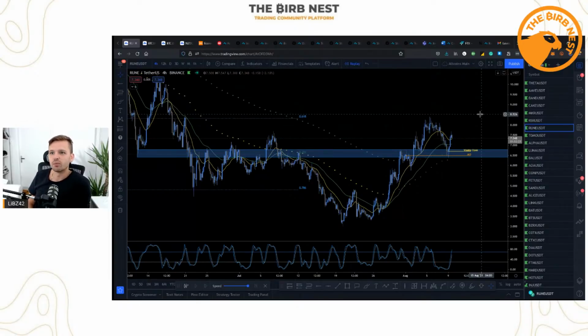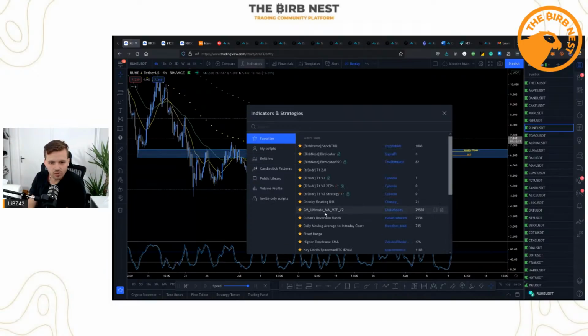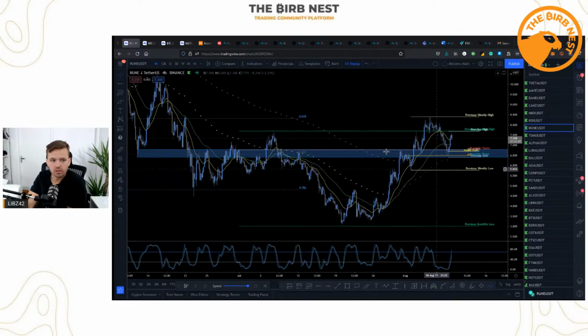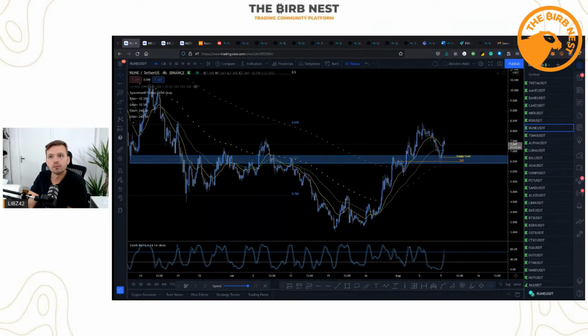Do you draw monthly, daily, weekly open manually, or is there an indicator for that? I'm using an indicator called, where is it? The indicator I'm using is called Key Levels Spaceman BTC. This one right here. It gives you a lot of different stuff, but I'm only really interested in the weekly and the monthly open. So that's the one I'm using.